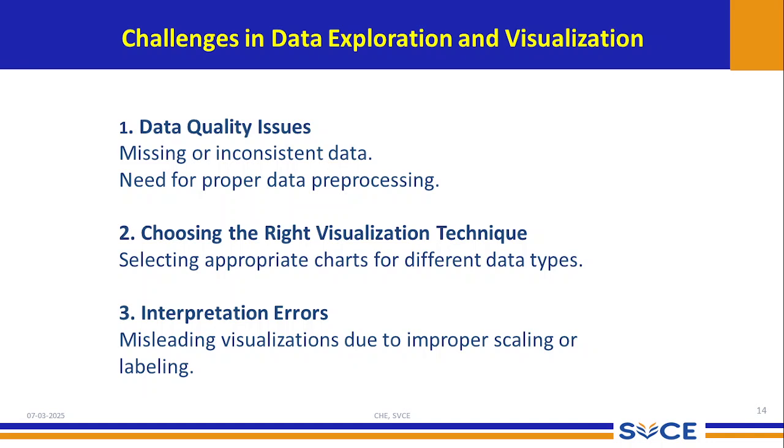Choosing the right visualization technique: a scatter plot is better than a pie chart for showing correlations. Example, selecting a heat map to analyze the catalyst performance across multiple variables. Interpretation errors. This is also one of the challenges. Misleading graphs due to improper scaling or axis manipulation. Example, a compressed y-axis can exaggerate minor temperature fluctuation in the reaction.